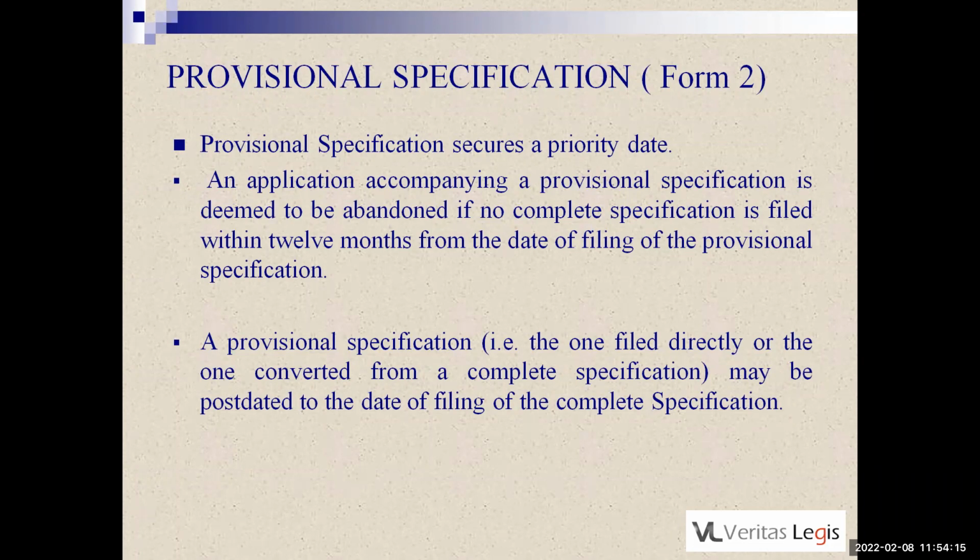And from the provisional application, you get 12 months time. That is, within 12 months, you can file the complete specification. If you don't file within 12 months, your application will be abandoned. You can also convert the provisional application by post-dating it to the filing of the complete specification. The date of filing can change. If your 12 months time is coming nearer and your invention is not yet complete, you can post-date the provisional also. That is, you can change the date of the provisional application. Next slide.